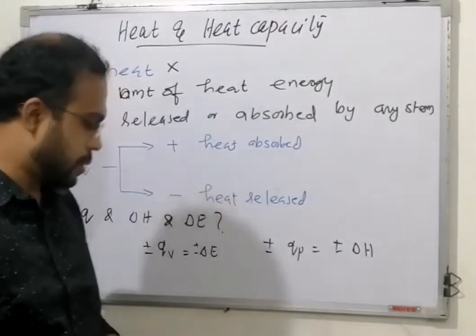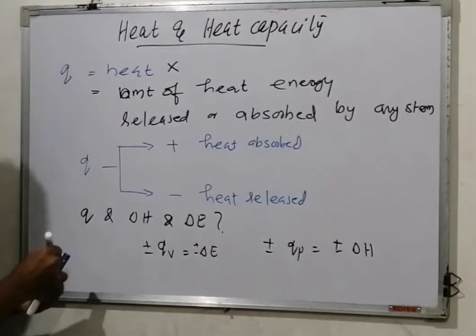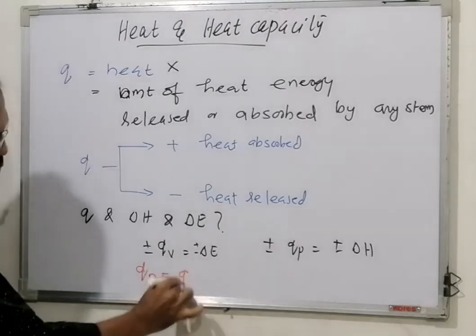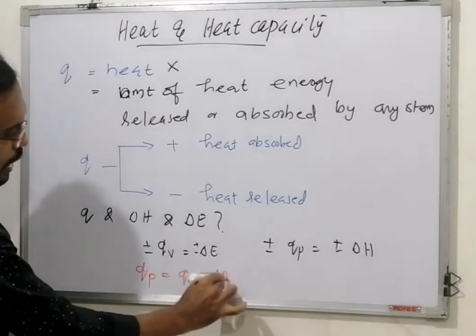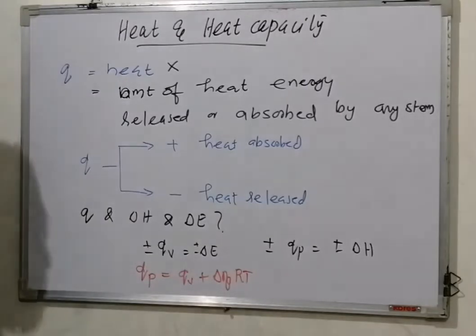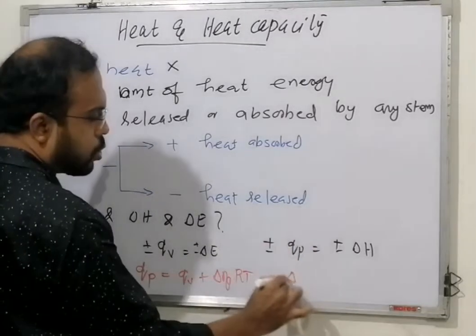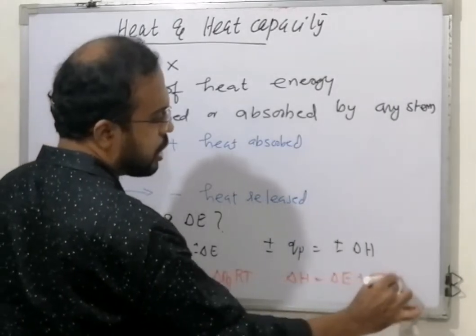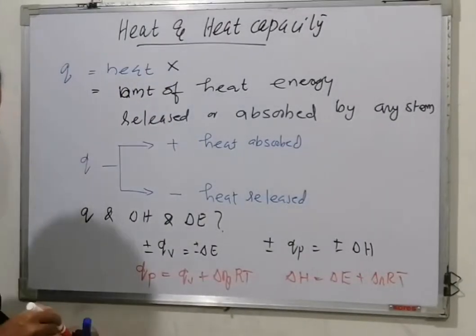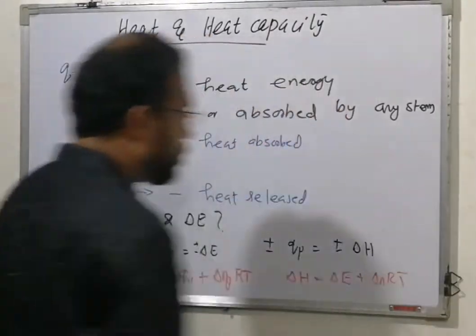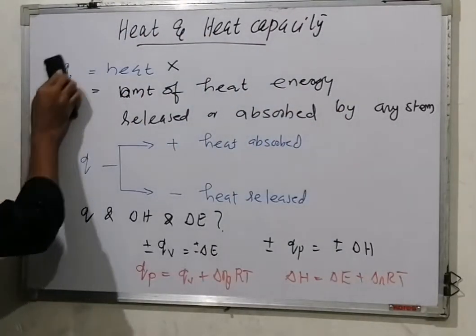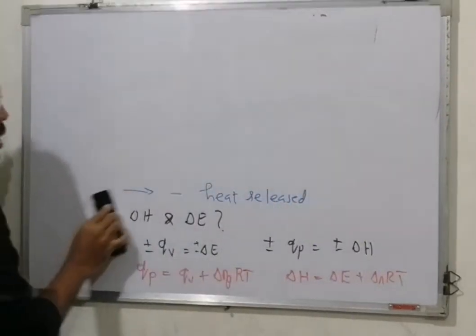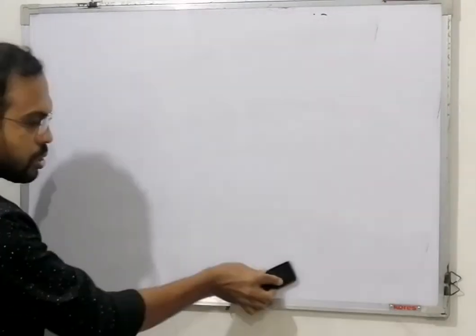at constant pressure. Therefore, you have a very beautiful relation: QP is equal to QV plus delta n g RT. This relation is equivalent to delta H is equal to delta E plus delta n g RT. Therefore, students, my request is, wherever you see Q, never say it is heat, but it is the amount of heat released or absorbed.